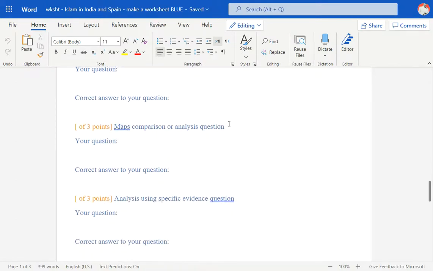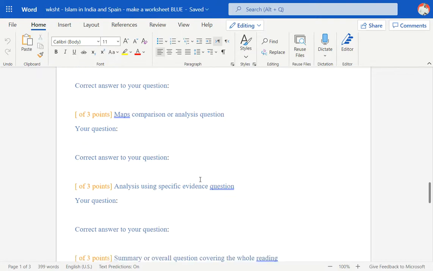There's another kind of question just like it, where you have them compare maps or look carefully at a map and explain how that fits the text. So again, some question about the map and then what the answer to the question is. These should not be yes or no questions or single word answers. Usually you're aiming for a 2 or 3 sentence answer on these short answer questions.